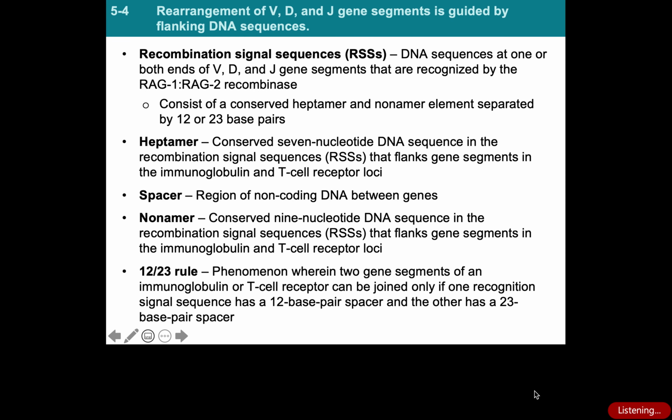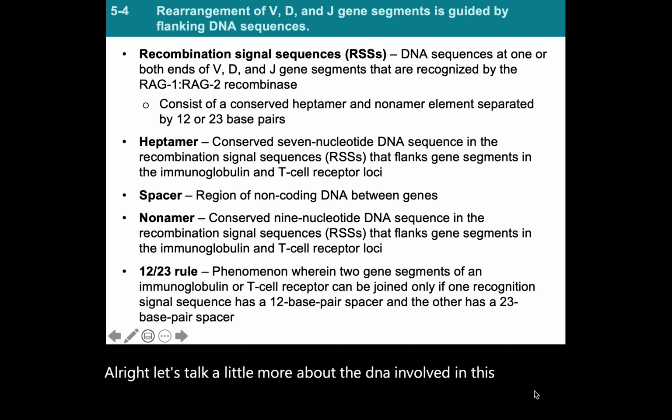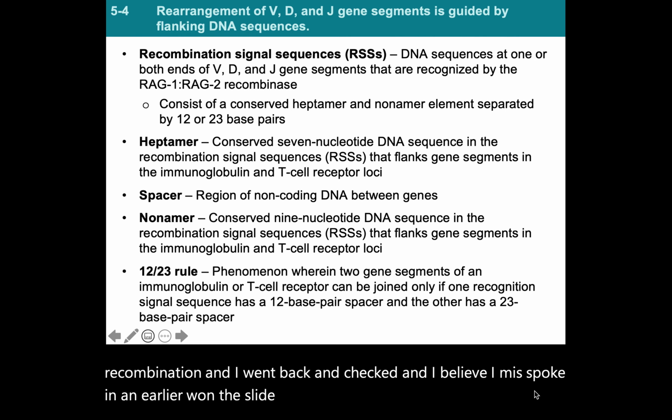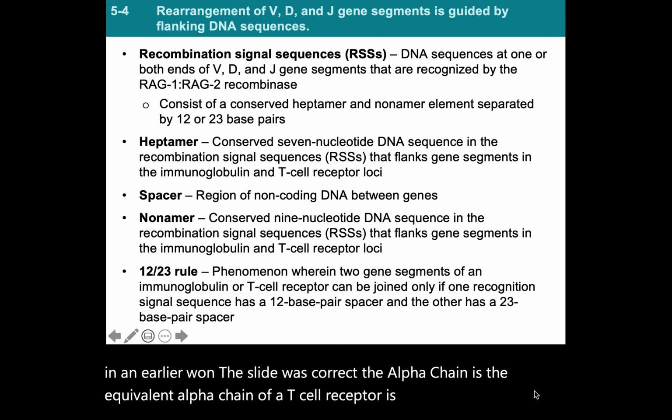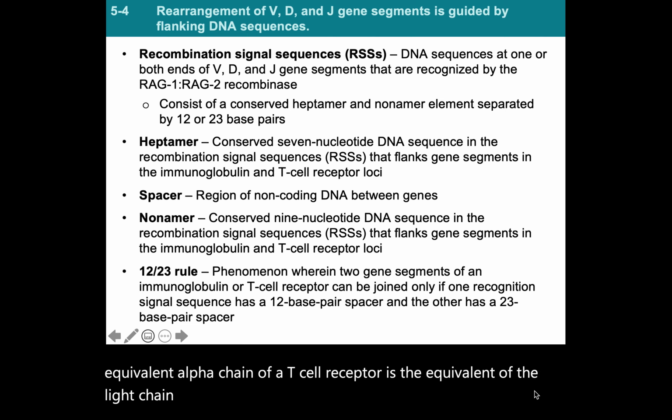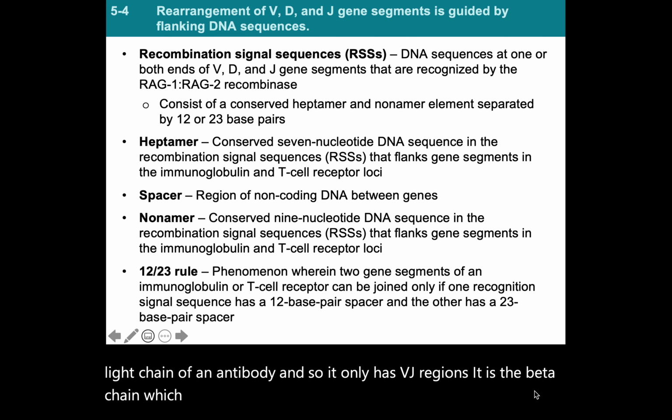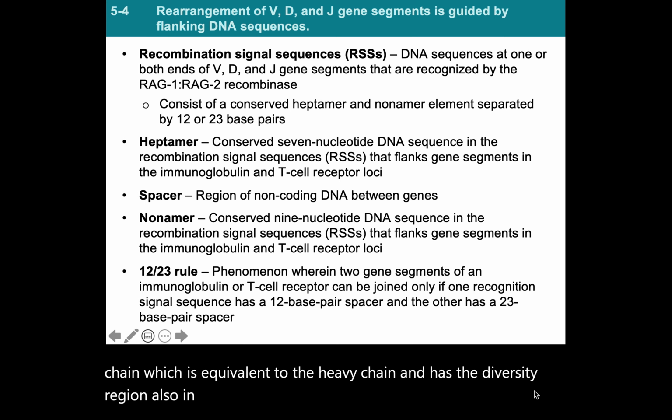All right, let's talk a little more about the DNA involved in this recombination. I went back and checked, and I believe I misspoke in an earlier one. The slide was correct. The alpha chain of a T cell receptor is the equivalent of the light chain of an antibody, and so it only has V and J regions. It is the beta chain, which is equivalent to the heavy chain, and has the diversity region also in it. So, all right, just so we got that cleared up in case there was any problem.